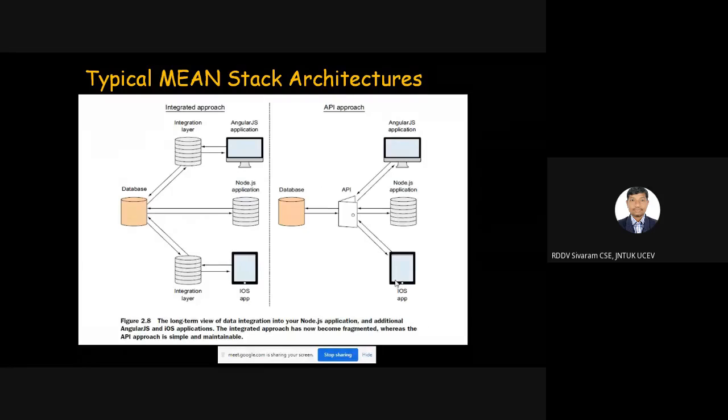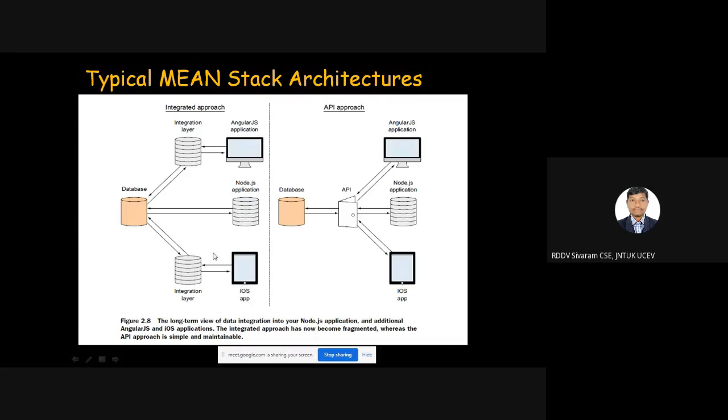Right. As I told you earlier, if you use a RESTful API, this is the advantage. Let us assume you have three different applications which use the same data. The data set is the same. This particular application will use the same data, and this particular NodeJS application will use the same data which is stored in MongoDB, and this iOS app is also using the same data.